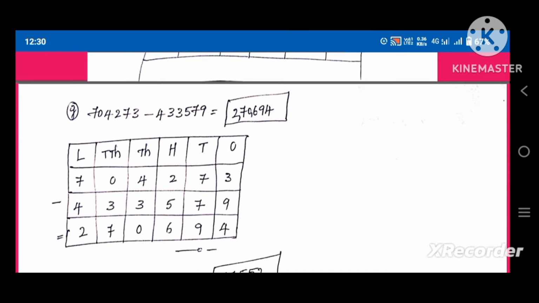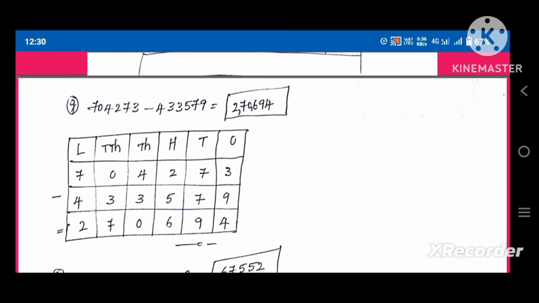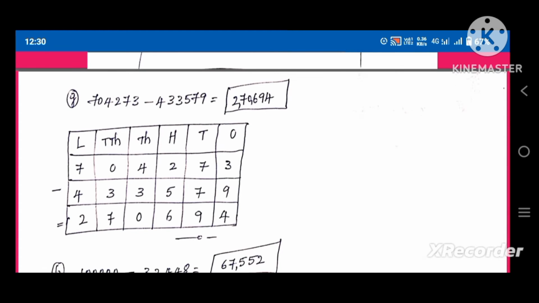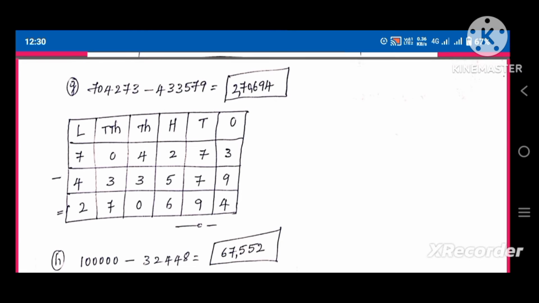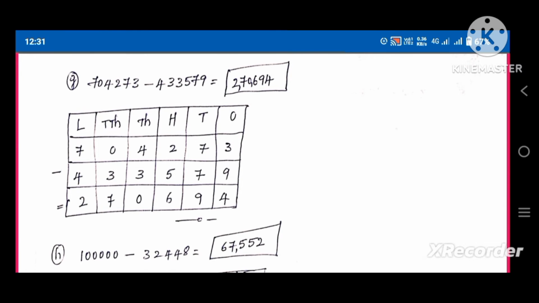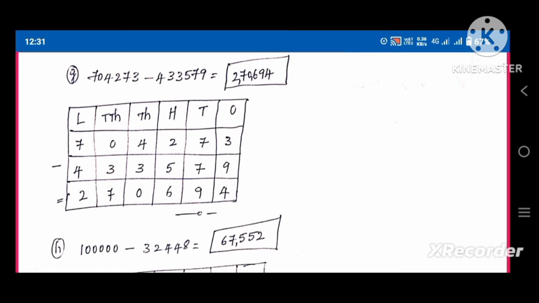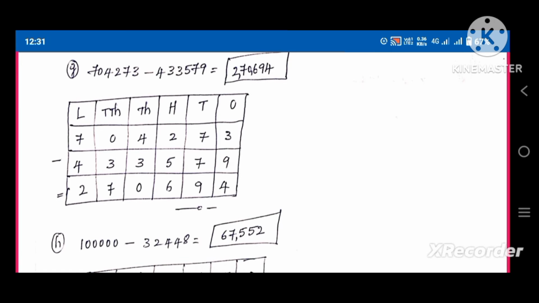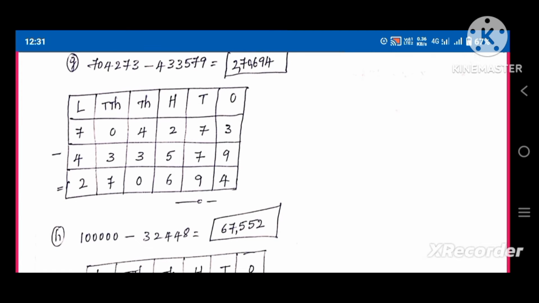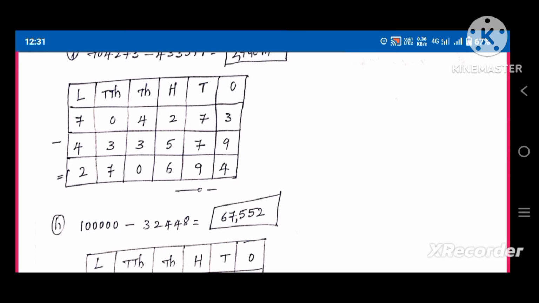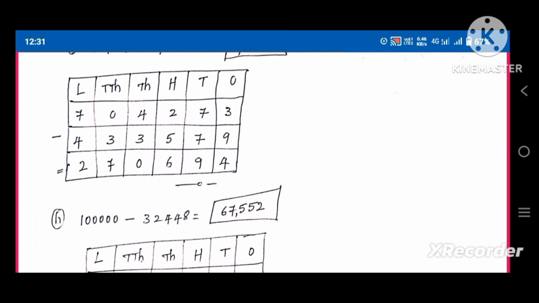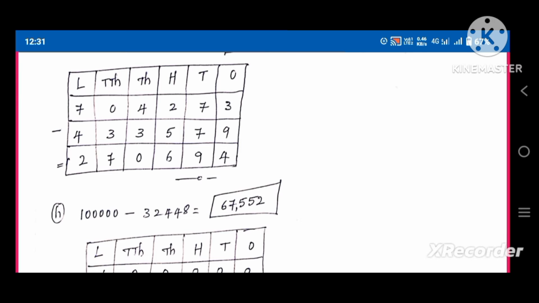Number G, 7,04,273 minus 4,33,579 is equal to 2,70,694. Number H, 1 lakh minus 3,24,048 is equal to 67,552.